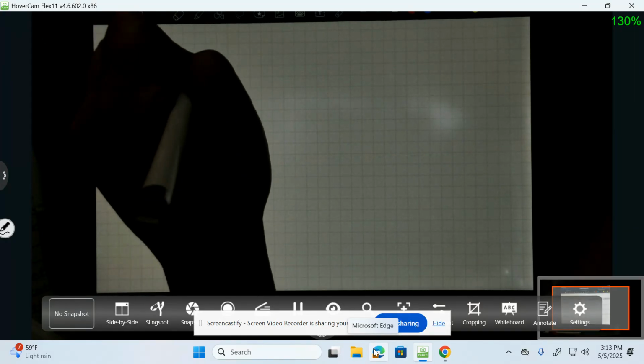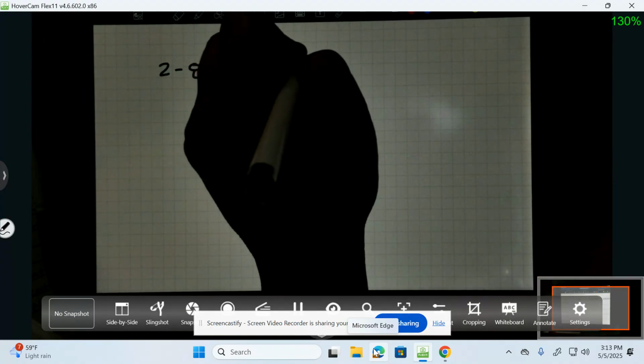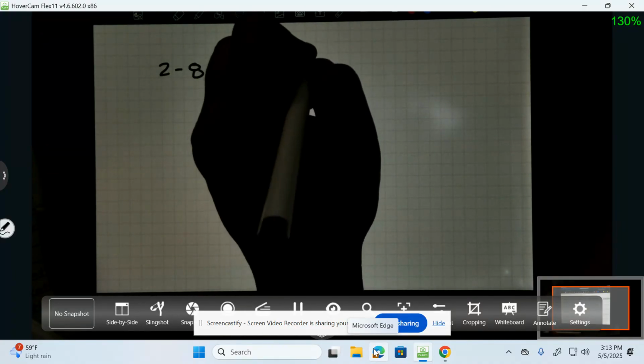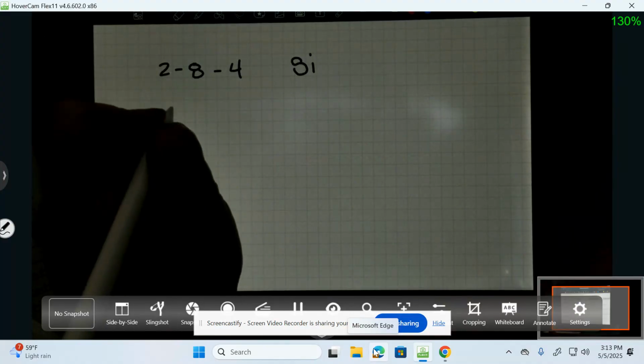2, 8, 4. Ground state. What element is it? Silicon. That's ground state silicon. Give me an excited state silicon electron configuration. 2-7-5.